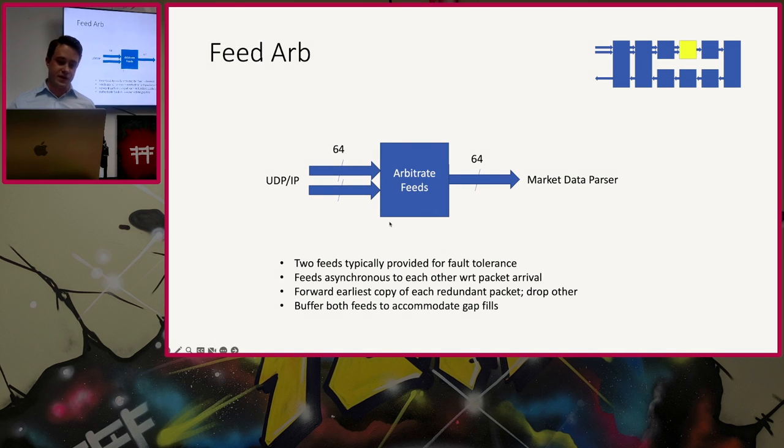So we have to arbitrate the two feeds, decide of the redundant feeds which packets we want to forward further downstream. This is for fault tolerance reasons. The feeds are asynchronous to each other, so the same packet, the redundant packet, may arrive with no timing relationship to the other. And because of that, for latency reasons, we're optimizing latency. We're going to grab whichever redundant packet comes in first and just drop the second one.